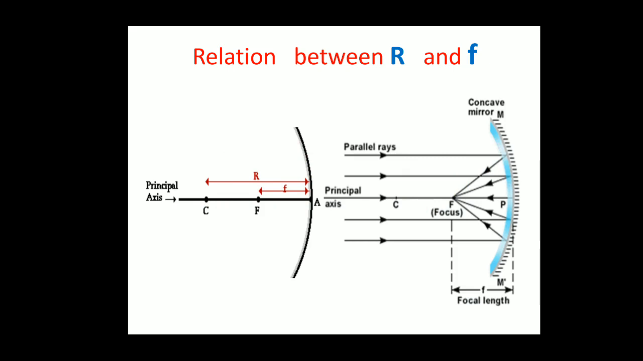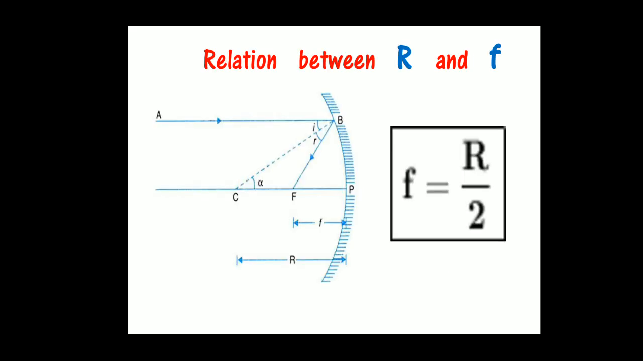So what is the relation? Is there a standard relation between the focal length and radius? They found that there is one standard relation between focal length and radius. If focal length is 12 centimeter, they found that the radius is 24 centimeter. That is given by the formula F equal to R by 2.